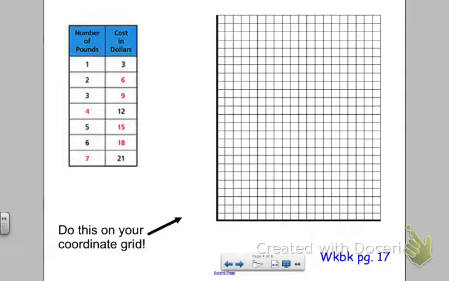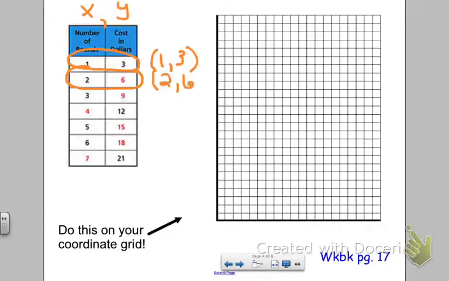So what I have here is a coordinate grid, and I also have ordered pairs. Ordered pairs are the coordinates that I need to graph points on the coordinate plane. And x is always my first coordinate, y will always be my second coordinate. So my very first set of coordinates, my very first ordered pair is 1, 3.